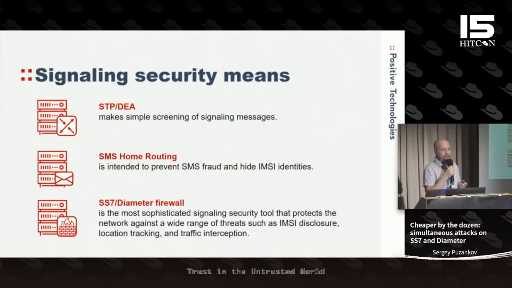And of course, signaling security has got its own unique security tools. First of them is a couple, STP and DEA, that makes simple screening on the border. One more is SMS home routing. This solution is intended to prevent SMS fraud and spam, and also hide IMSI identities. And one more solution is signaling firewall, SS7 or Diameter firewalls. This is the most sophisticated, the most smart tool that protects the network against a lot of signaling attacks.